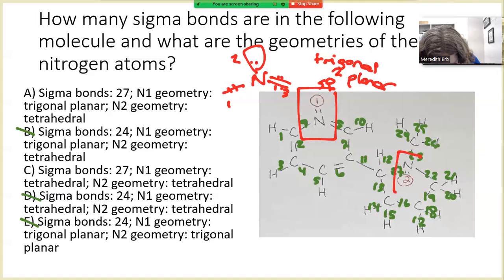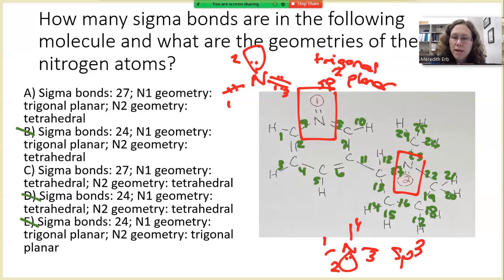Next, let's take a look at the second nitrogen atom. This nitrogen atom, if you were to draw it out, is going to have a steric number of 4: 1, 2, 3, and 4. So it's probably going to be sp3 hybridized.